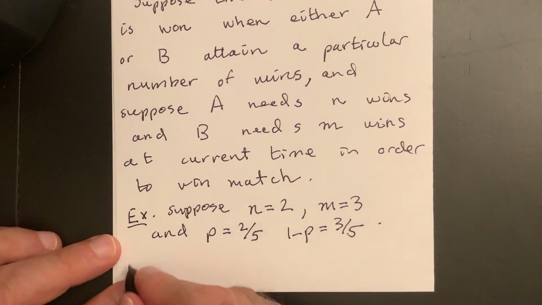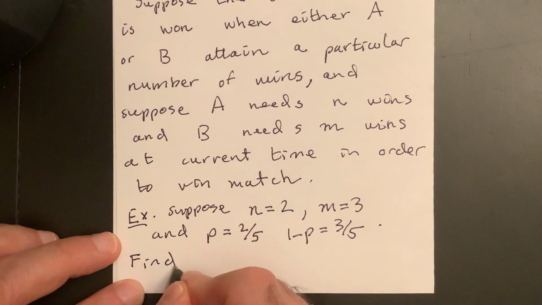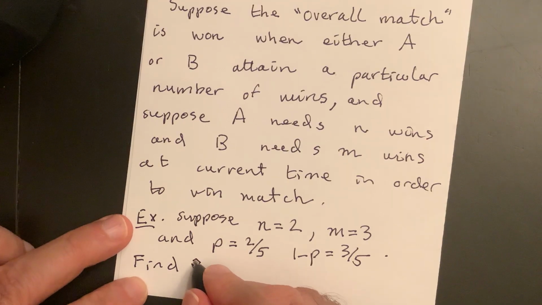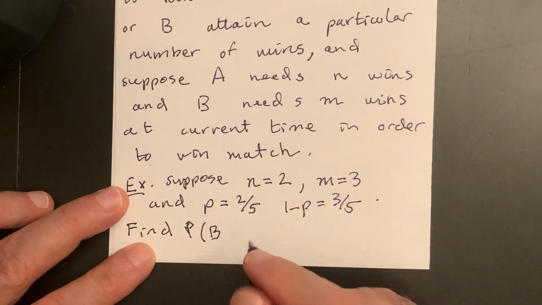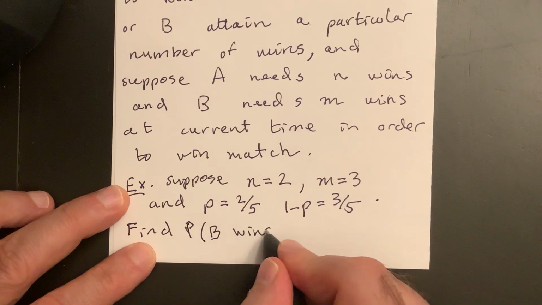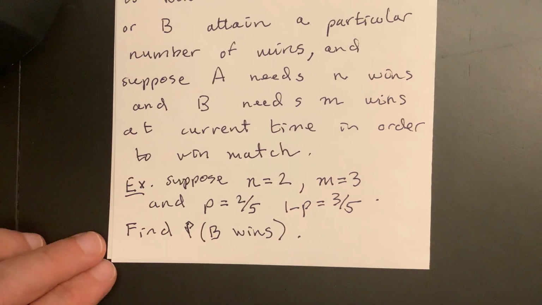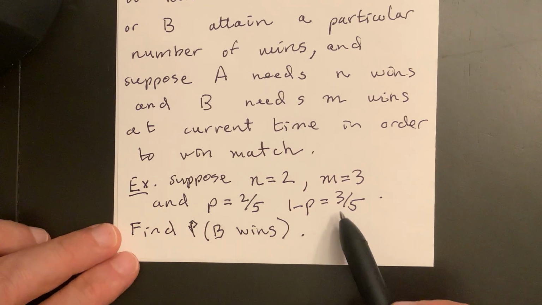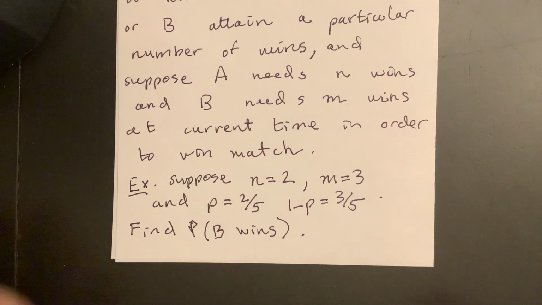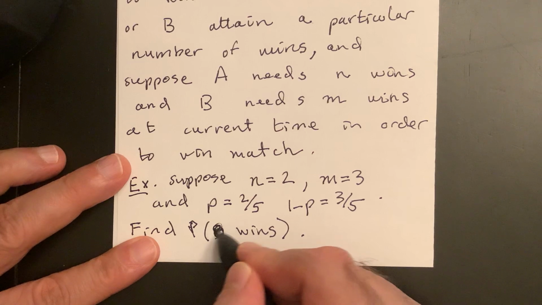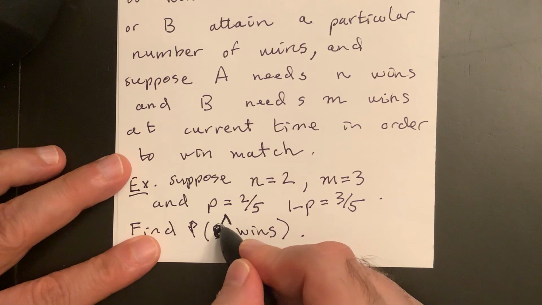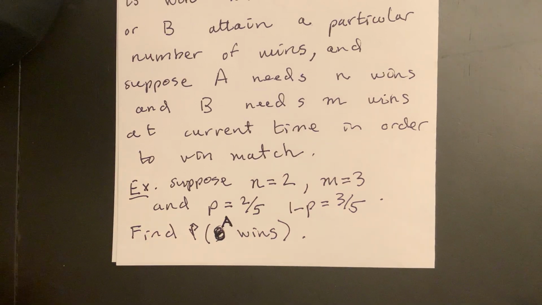Okay, so find the probability. Let's do B because we're in Boston. So probability B wins. So what's the probability of the team? Let's do A because A is defined as p. So let's do probability A wins. Probability Miami wins. Okay. All right. I hope I'm not confusing you by mixing these two examples up.